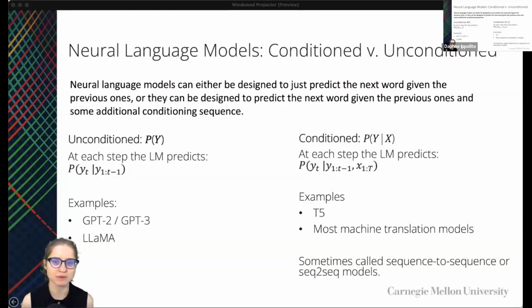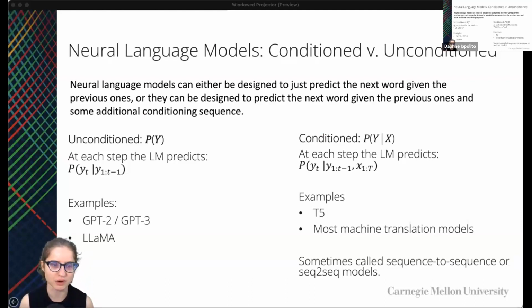So one other piece of information that's useful to know is that language models can either be designed to just predict the next word given the previous ones, or they can be designed to predict the next word given the previous ones in that sequence and some additional conditioning sequence. And so on the left, I'm showing what an unconditioned language model looks like. So you just have the probability of a word given the previous words. And examples of systems that use this sort of technique are GPT-2 and GPT-3 and Llama.